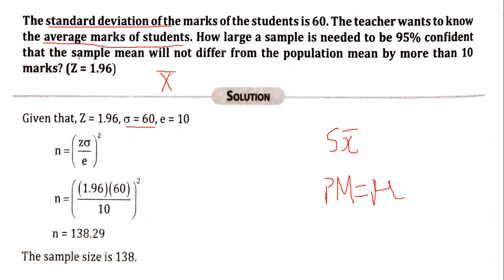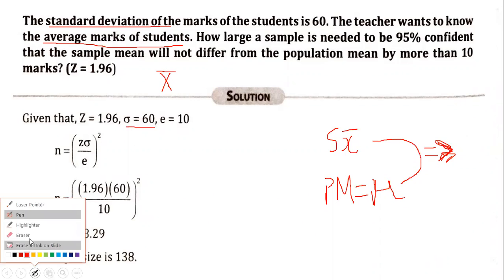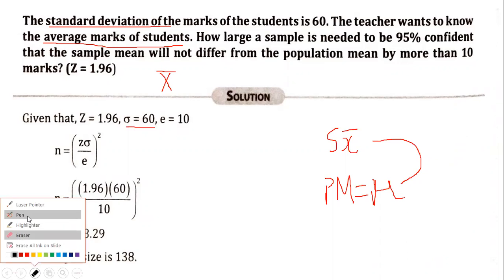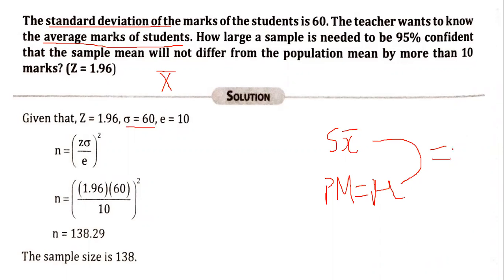Okay. Now the difference between the sample mean and the population mean will not be more than 10 marks. It means the difference between the sample mean and the population mean will be either equal to 10 or less than 10. I'll repeat the question again.